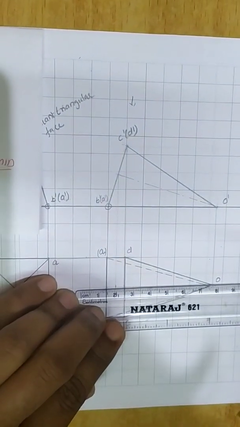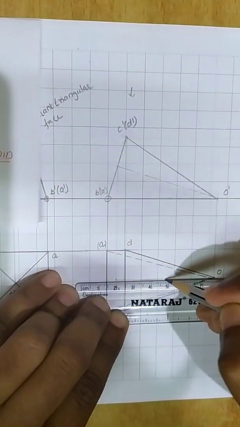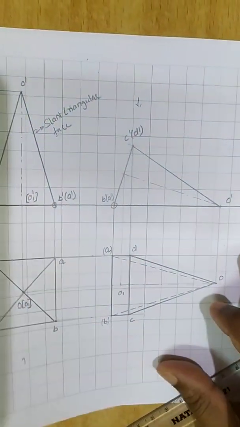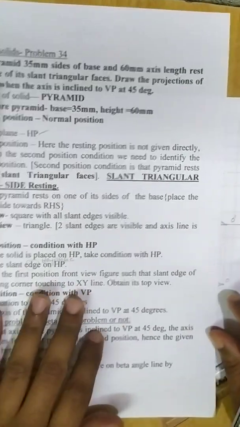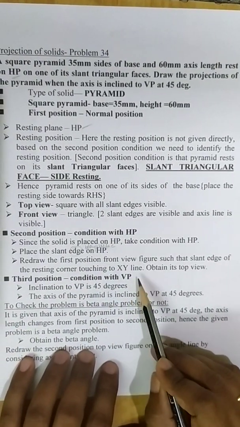Finally, the axis will remain as the axis itself. So this completes the second position. The condition with respect to HP is over now. So now let us go to the question. What is he telling? He is telling us that in the third position you have to take the condition with respect to VP.